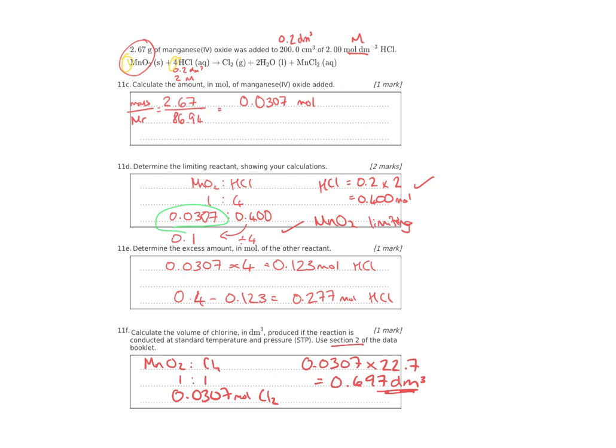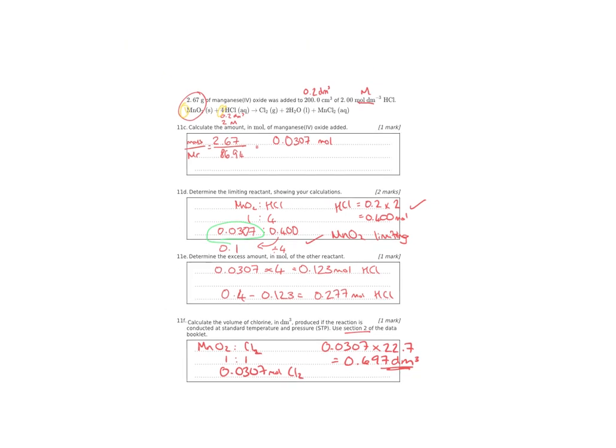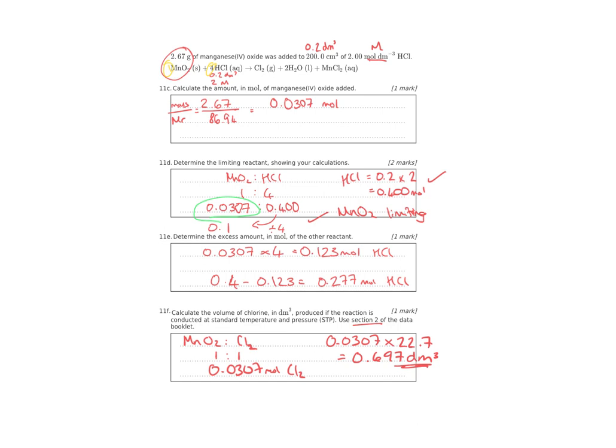Now, this one you can actually do by PV equals nRT. So if you've got it that way, you should still get roughly the same answer. And they will follow that through, but you would have to show your working. Okay, it's a lot more complex method for that question.